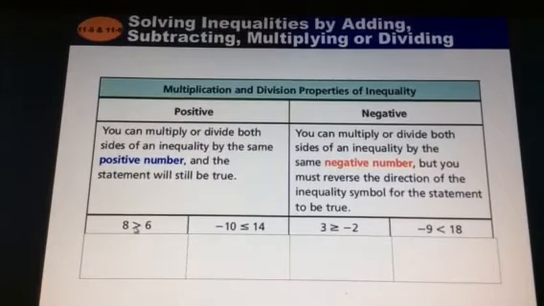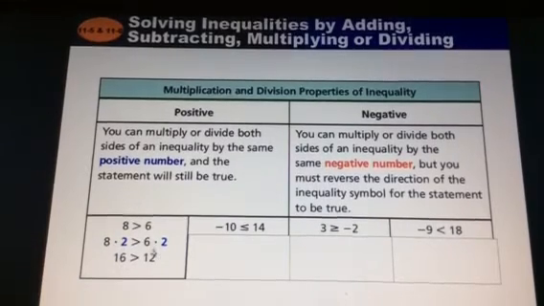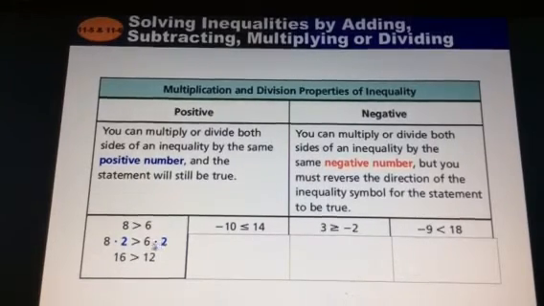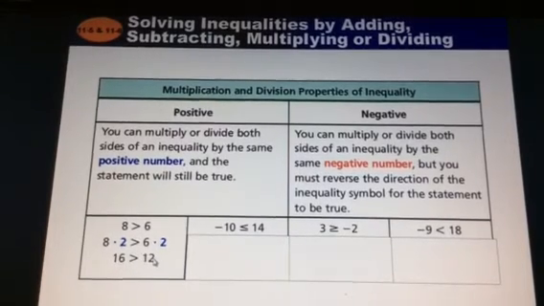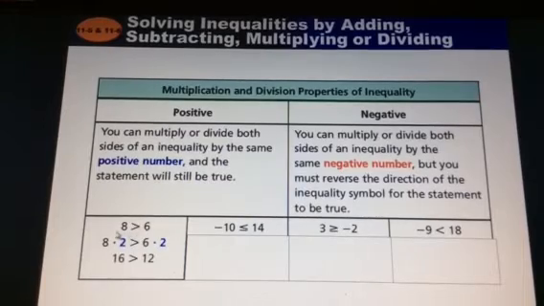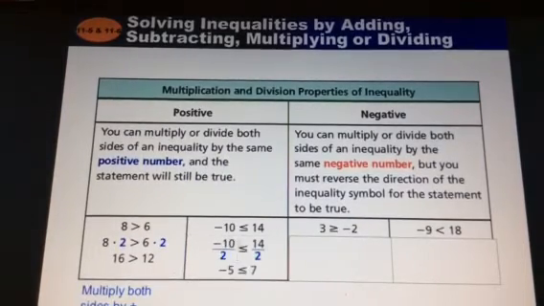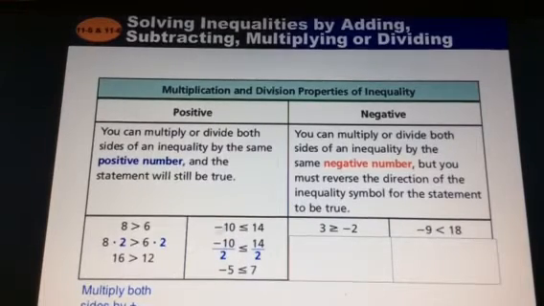And we're going to look down here at 8 is greater than 6. Now if I multiply a positive number, we're doing multiplication and division now, on both sides, I'm still good. So if I multiply 8 by 2, that's like saying 8 plus 8 is 16. And then 6 times 2 is 6 plus 6, which is 12. And you get a true statement. 16 is greater than 12 by 4 there. Same thing if I multiply or divide both sides by any number. Here I'm going to use a 2.